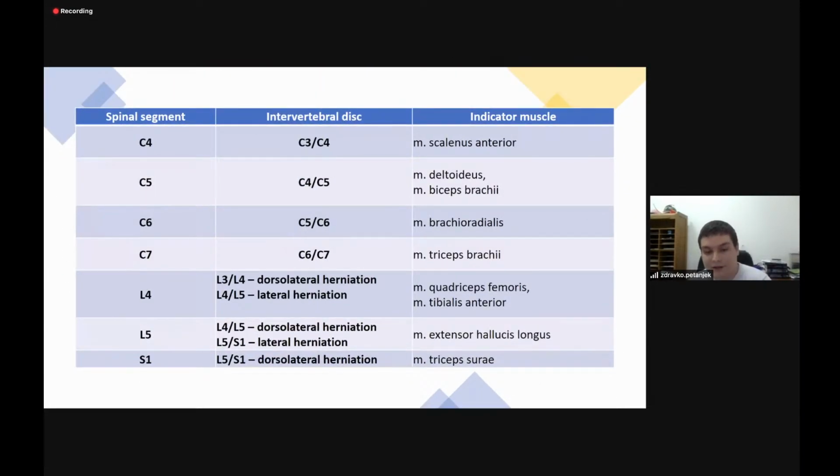When we combine all of this, we can understand now that different types of herniation can affect the same segment. Here we see that dorsolateral herniation of L3, L4 intervertebral disc and lateral herniation of L4, L5 intervertebral disc will both affect the L4 spinal segment, so the L4 spinal root. However, the other way around also applies.